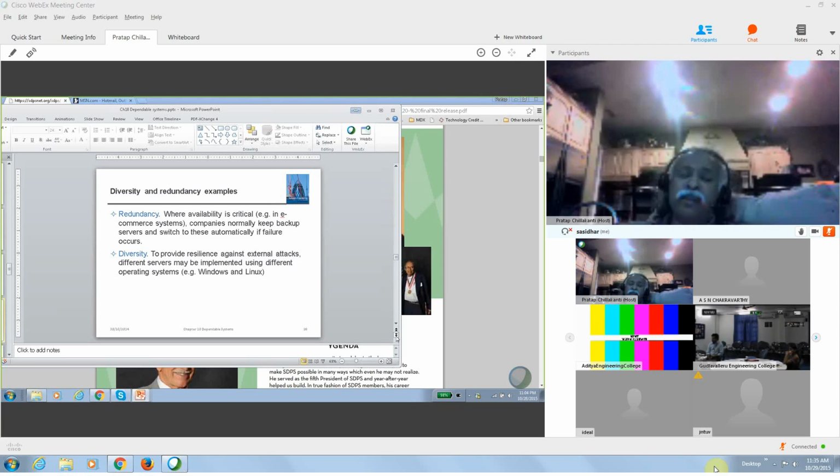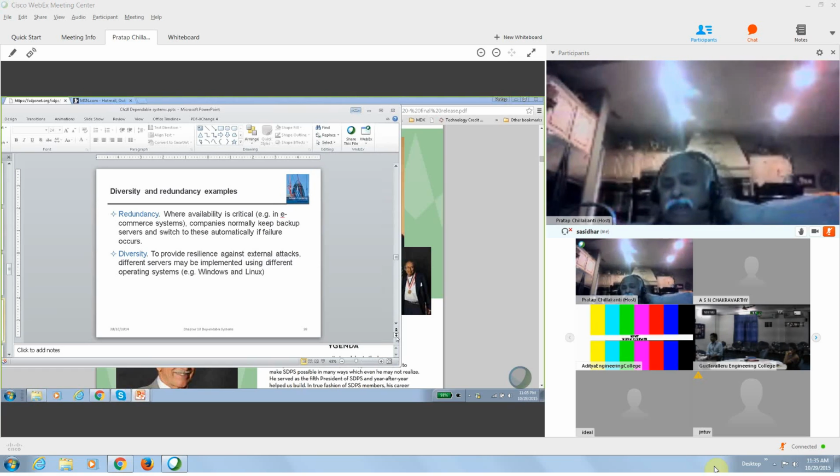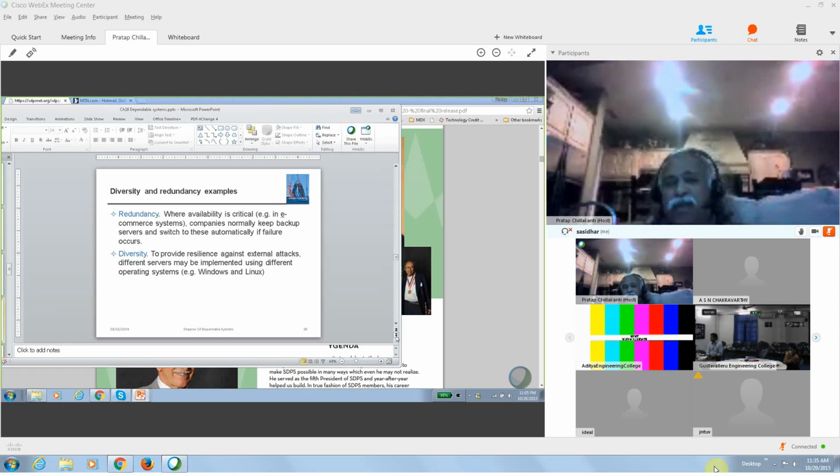The flip side of redundancy is diversity, which is interesting, but in reality that won't happen. This is where I say researchers in academia come up with ideas, but some of them are not really implemented practically in the real world. What does diversity say here? What the author is saying is to prevent or to show resiliency against external attacks. Your servers, you don't design all of them using the same operating system. You use Windows, you use Linux, you use MacBook Pro.